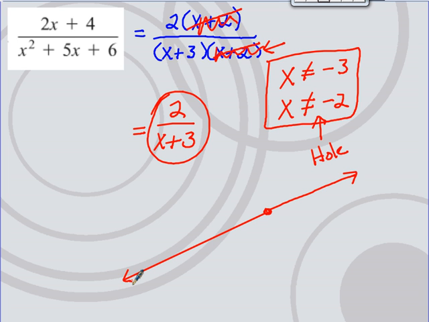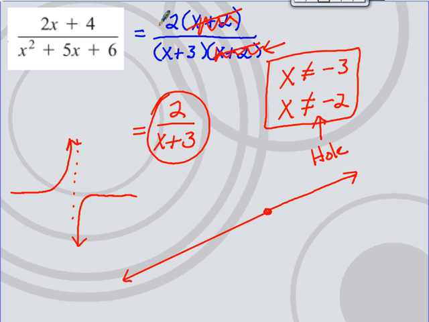Non-removable discontinuity, like x plus 3 here, results in what's called a vertical asymptote. Your graph comes along, and then bam, shoots straight up in the air. Then on the other side, your graph's coming along, bam, shoots straight down. It can't cross that line. It'll get close to that line, but it'll never cross it. So here you have both types of discontinuity. You have a hole, and you have a vertical asymptote.